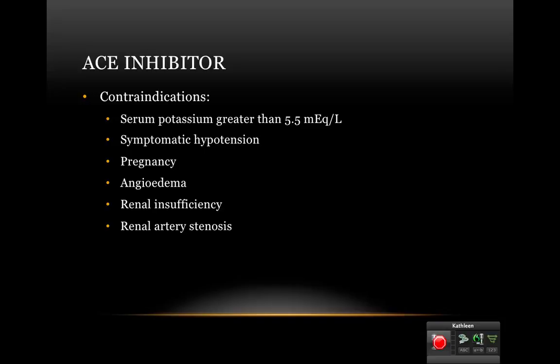When you put patients on ACE inhibitors, there are some contraindications. You cannot give ACE inhibitors if the potassium is greater than 5.5, or in patients with symptomatic hypertension or pregnancy. With any history of angioedema with ACE inhibitors, do not prescribe. With any renal insufficiency or renal artery stenosis, you have to watch them very closely. With a creatinine greater than 3, you would not give an ACE inhibitor.